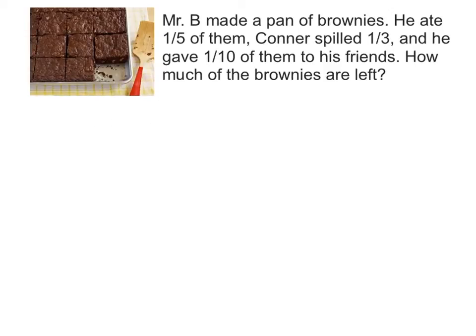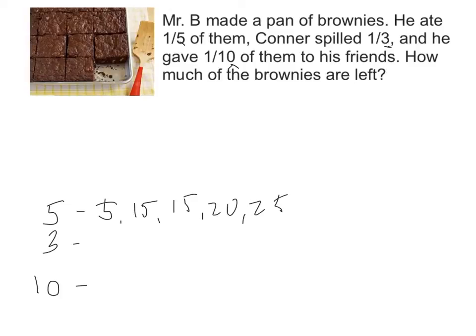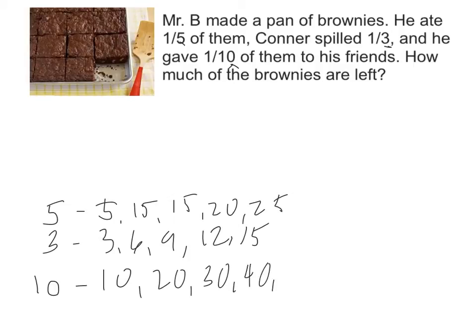And the way that we're going to do that is we're going to find the least common multiple of the 5th, the 3rd, and the 10th. So we do 5, 3, 10. And so counting out 5, 10, 15, 20, 25, there's my 5 there. 3, 6, 9, 12, 15. 10, 20, 30, 40, 50.